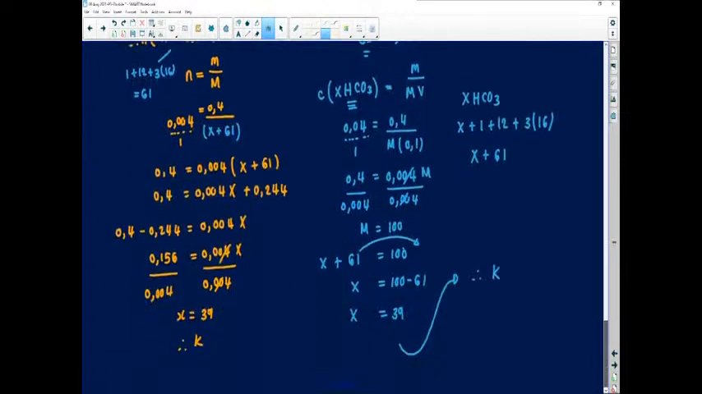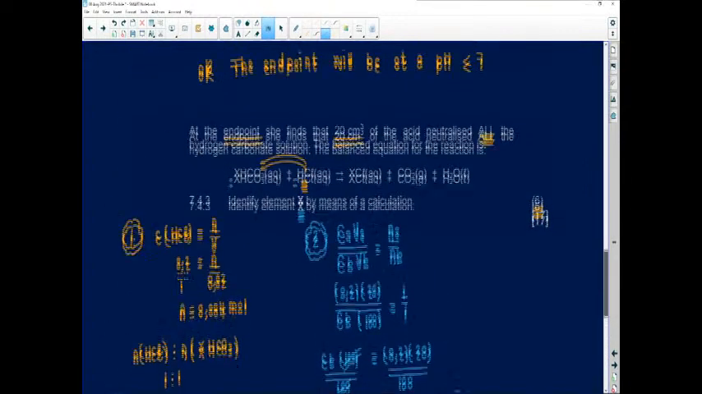Had they said just give the molecular formula, you could have left it as K. But if they did ask for the name, then we were going to write the full name out of this one. So this is the last question. I just want to go through what we did here.